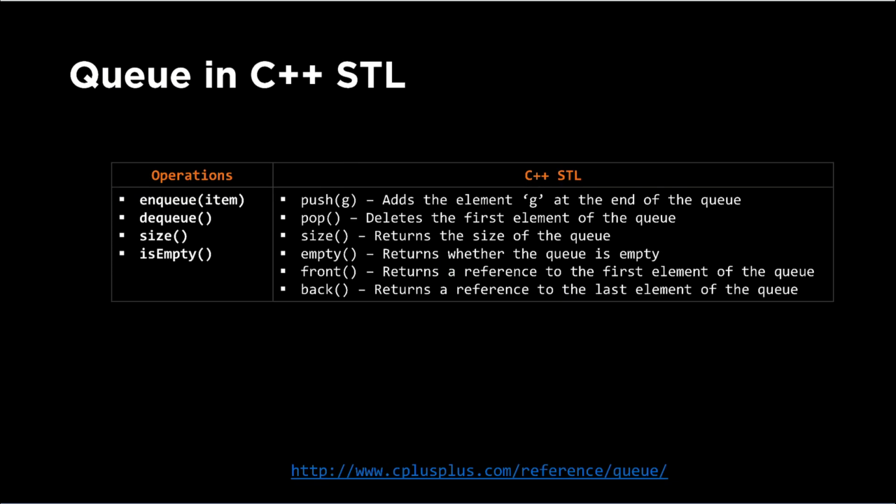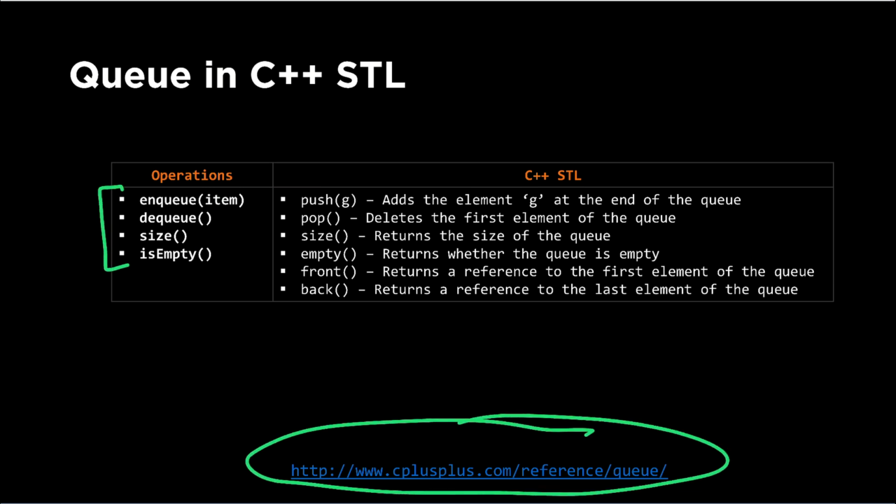Now the queue is implemented in the STL. Again, it has four different operations. I've shown you the reference. You can go to the link and check it out. The enqueue operation adds an element to the end of the queue. Dequeue deletes the first element of the queue. Empty returns whether the queue is empty. And finally, front and back are two operations which return either the first element of the queue or the last element of the queue.